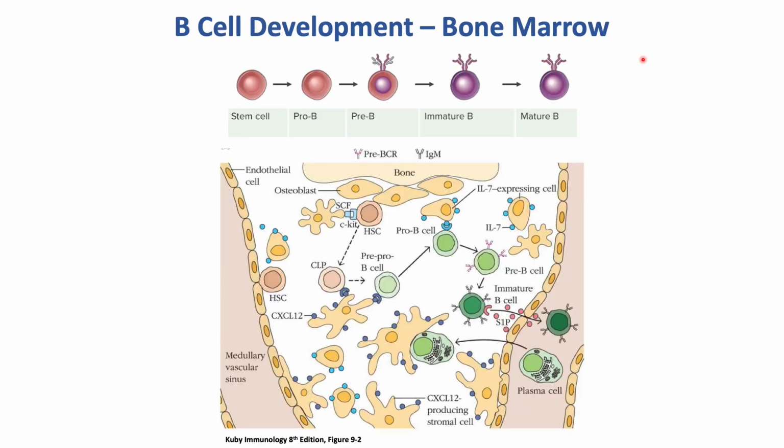The B cell development and maturation from the stem cells in the bone marrow occurs in several stages. The earliest stage is the pro-B cell, and then the pre-B cell, which then becomes an immature B cell, which later matures to form the final mature B cell. So let's look further into the details of how each of these develops.